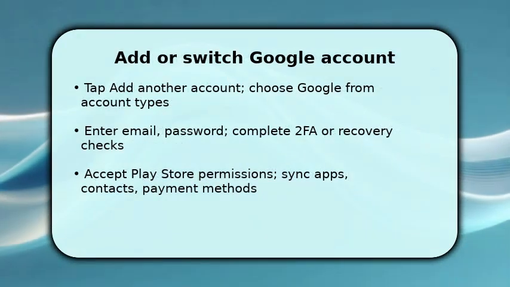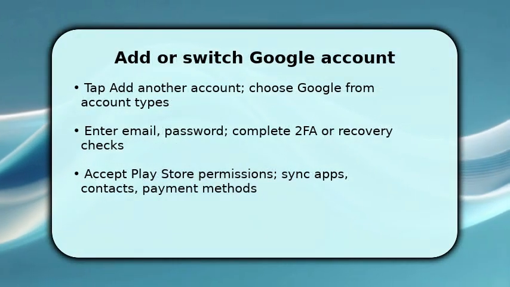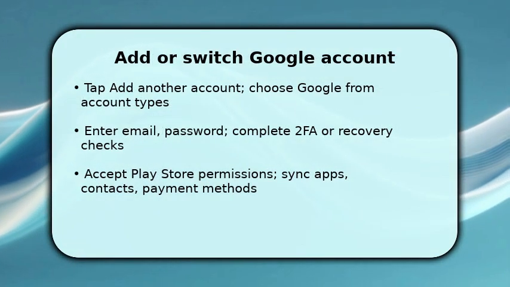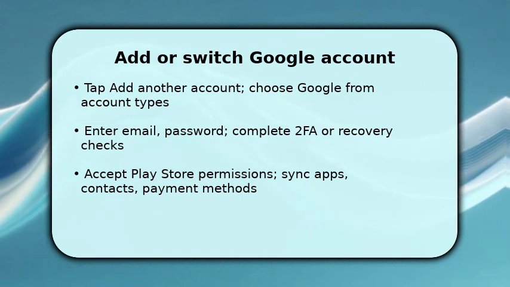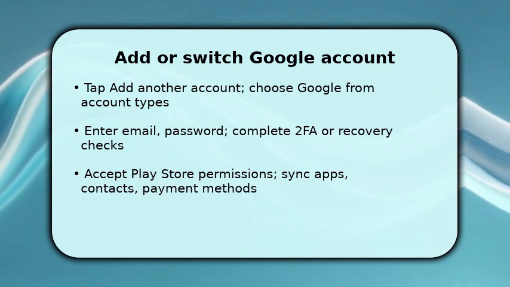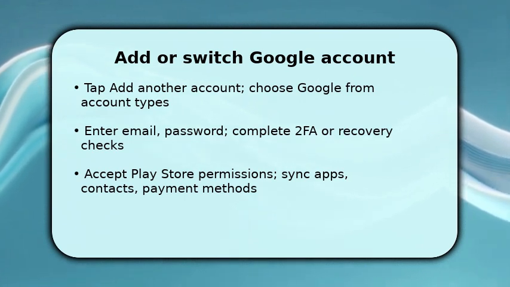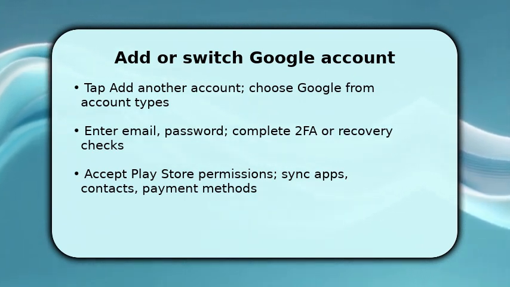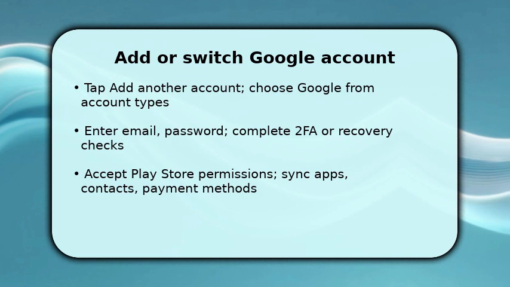Now you add or switch the Google account used by Play Store. Tap Add another account and select Google. This triggers the Google sign-in flow where you enter your email and password. Make sure to complete two-factor prompts or recovery verifications when requested, because the Play Store blocks incomplete authentication.